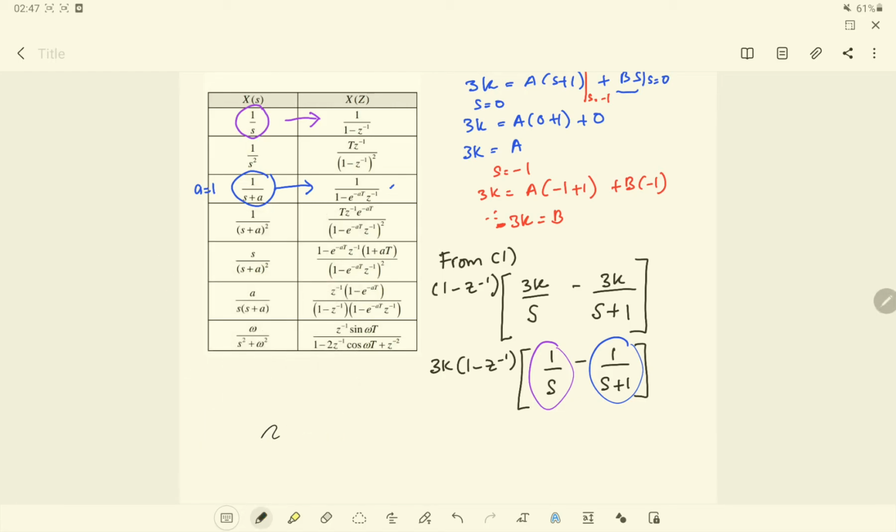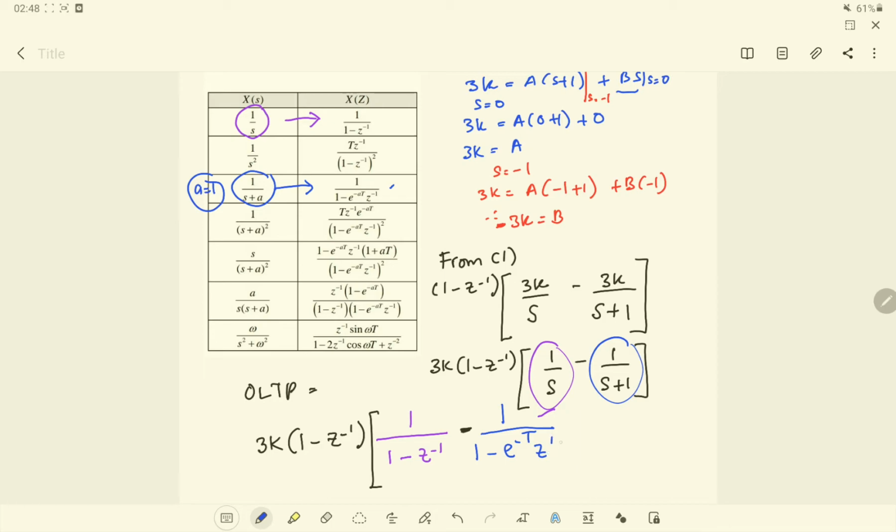The open loop transfer function in digital form is equal to 3k times (1 minus z inverse) times the purple term, 1 over s, which becomes 1 over (1 minus z inverse), minus the blue term, 1 over s plus a, which becomes 1 over (1 minus e to the power of minus aT z inverse), where a is equal to 1. This is how we represent the Z transform.